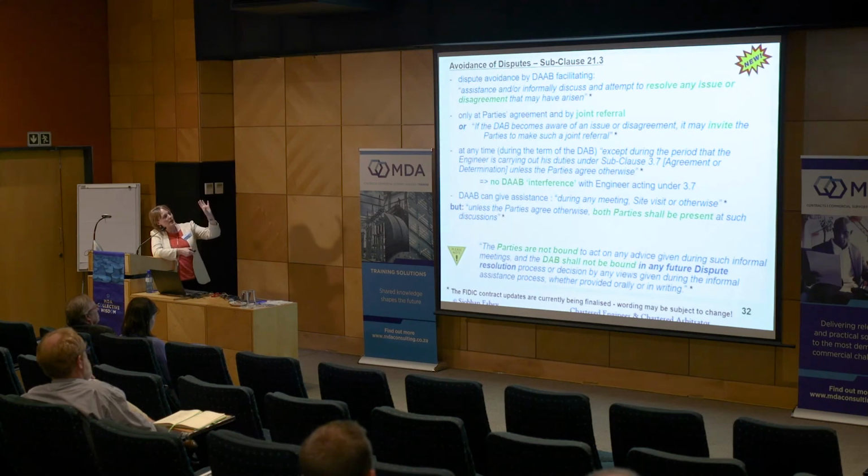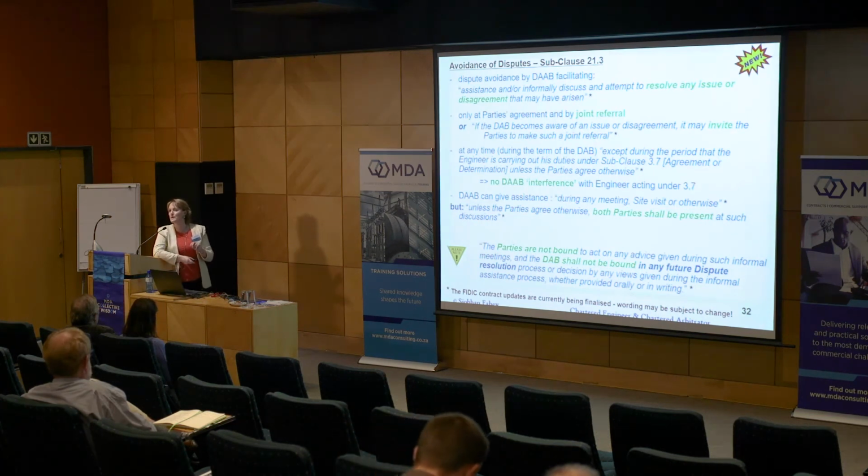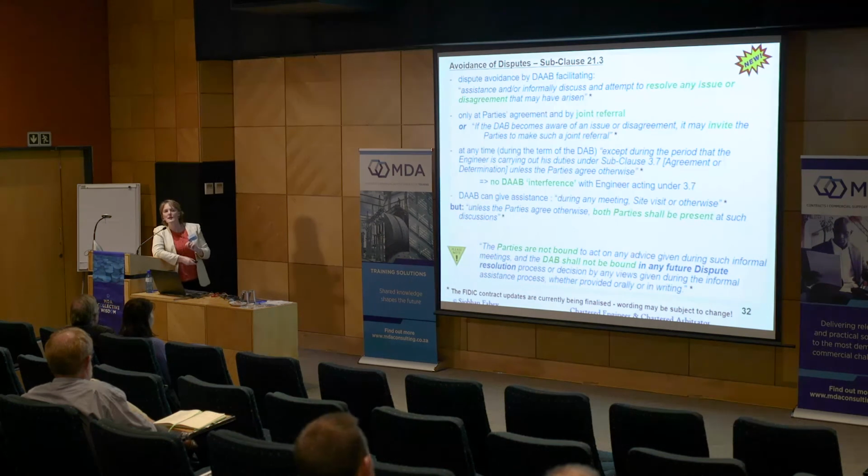Ewan was great this morning. He talked about the avoidance of disputes, just to emphasise that it's only by joint referral by the parties. So both parties have to want the DAB to give their opinion on something, or to give their advice on something, not just one party. And DAB members, if you're sitting in the audience, you need to be very careful that you just don't allow one party to go, listen, can you give us your view on this so we know where we're at? And they don't turn to the other party and go, do you agree? I mean, it can be in a meeting and everything, that's absolutely fine.